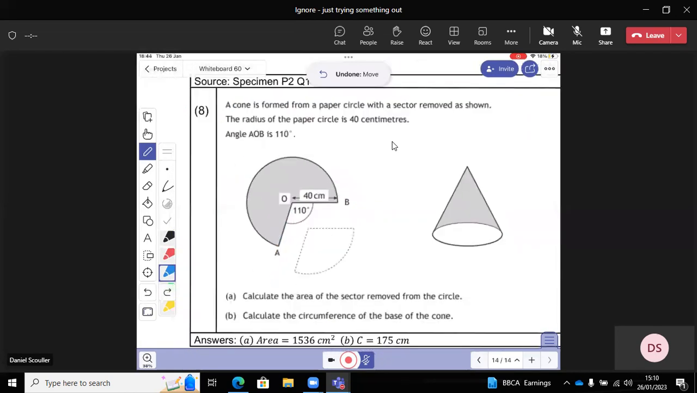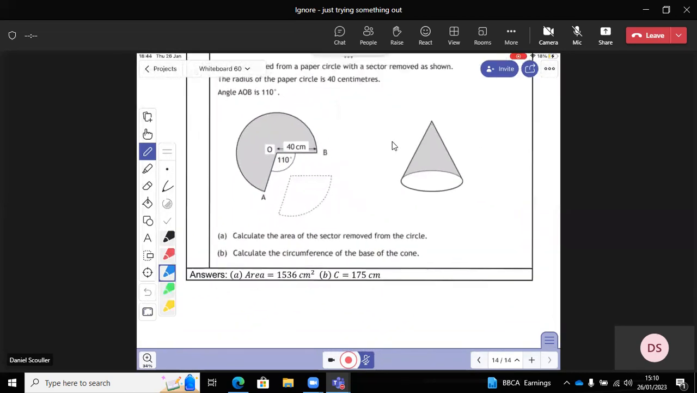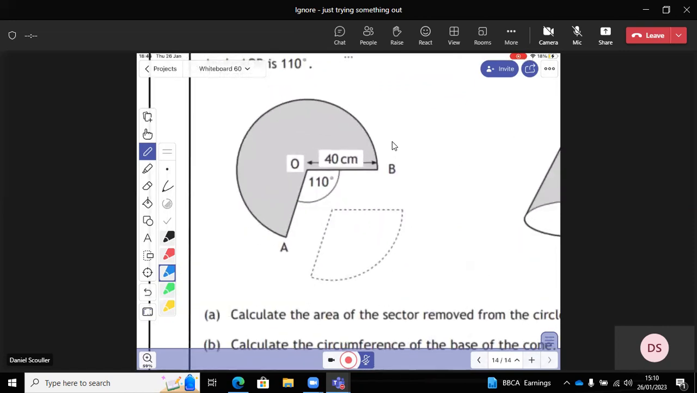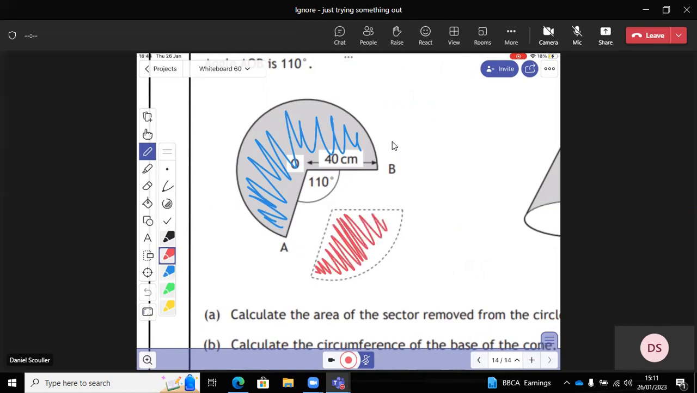Tidy that up. Okay, let's have a wee look. Calculate the area of the sector removed from the circle. So that is a wee bit tricky, in that it shows you a piece of paper with a bit removed, but the piece of paper is the one that's greyed, the big one. That's not what they're asking for. It's asking for the bit that's been removed. It's asking for this wee bit.